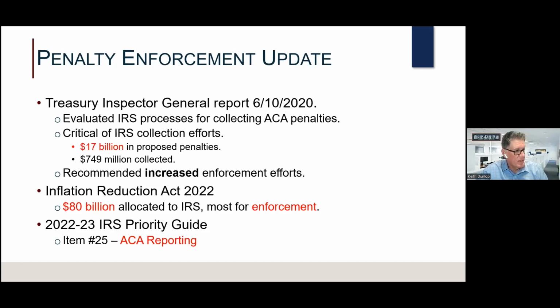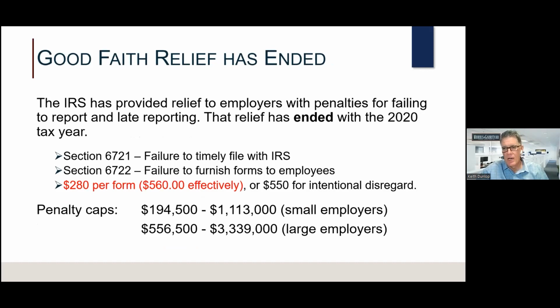And lastly, every year the IRS publishes a priority guide, and this is a list of areas where the IRS wants to focus on in the coming tax year. And when I read this, I noted that item number 25 is ACA reporting. So all of this in combination just tells us that we need to continue to be very diligent about making sure that this reporting is done, it's done accurately, and it's done timely.